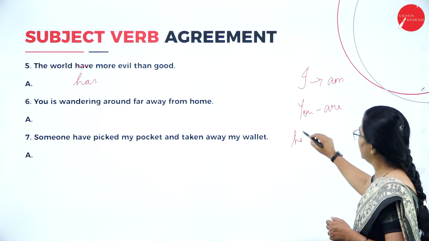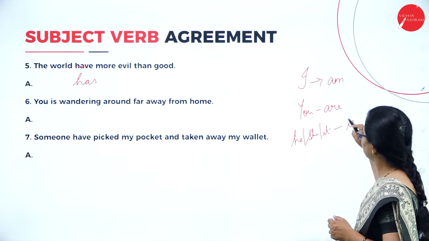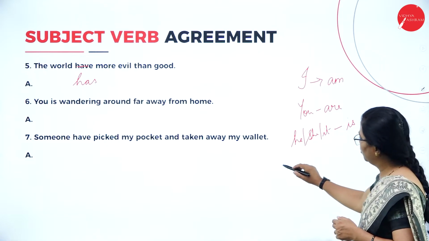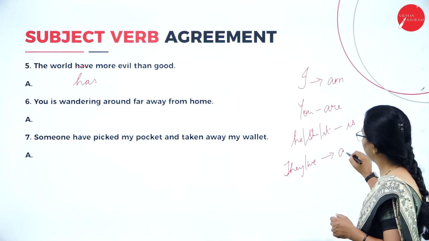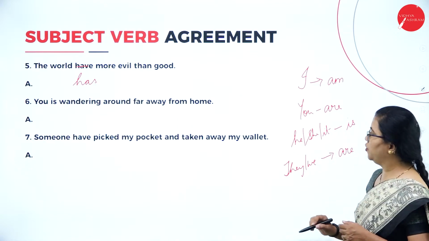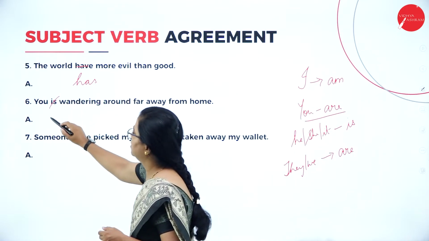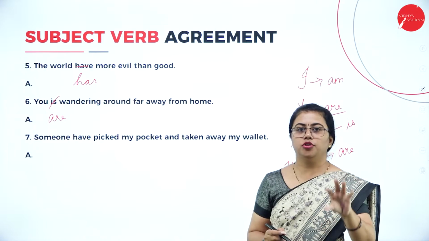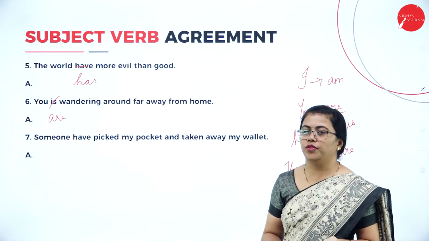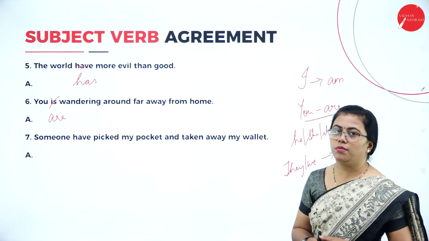With he, she or it, you use is. With any plural like they, we use are. So with you, you are supposed to use are. Even though you may be singular or plural, for both of them you have to use are only. You are wandering around far away from home.